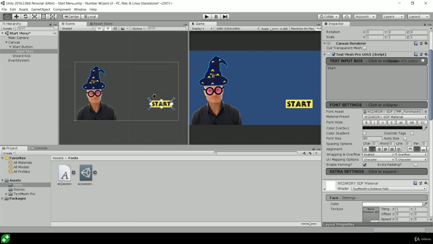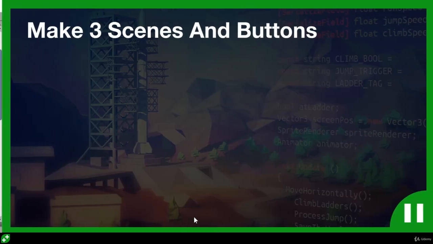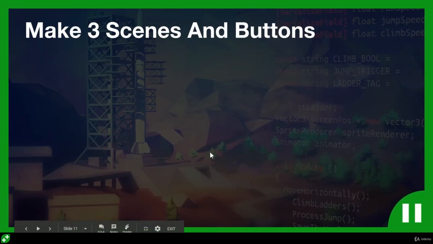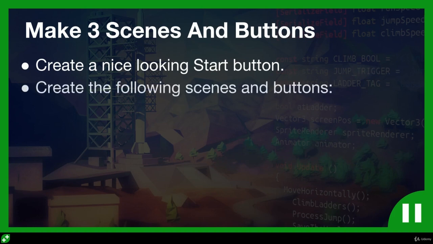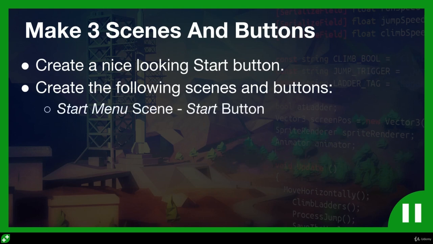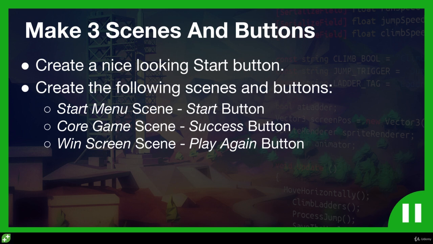What we're going to do now is a little bit of a challenge. Your mission, if you choose to accept it, is make 3 scenes and buttons. Create a nice looking start button as a starting point, and then create the following scenes and the following buttons in the scene. So you want a start menu scene, which is what we've just been doing with a start button, as well as 2 more scenes, a core game scene and a win screen scene.